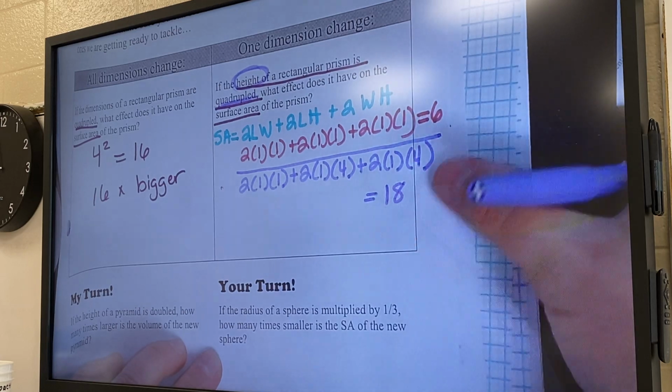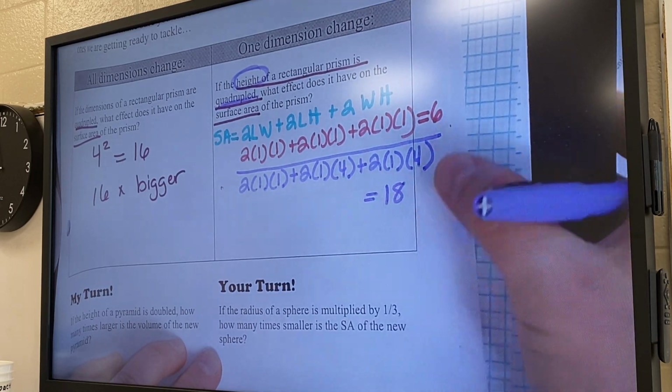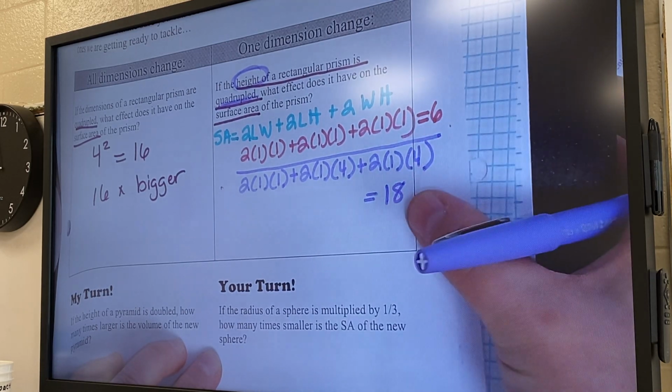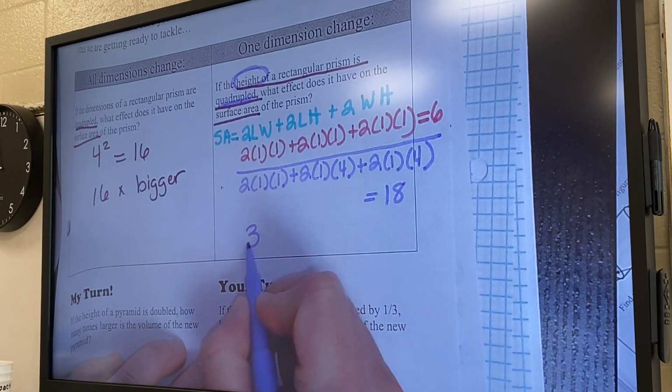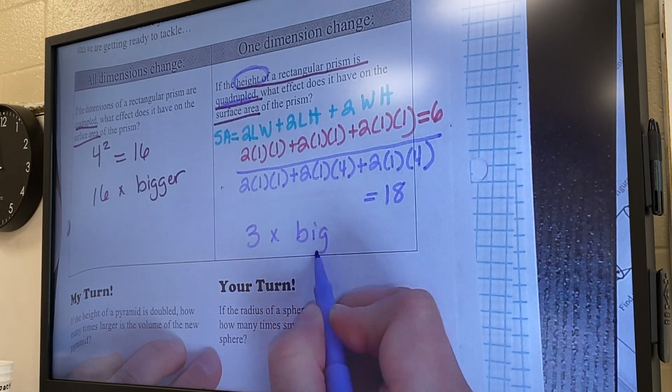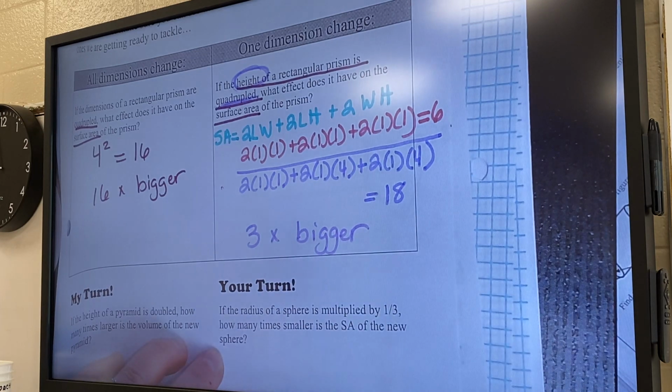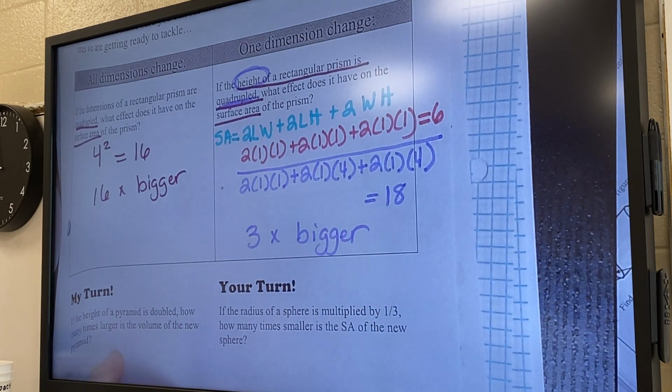How many times bigger is 18 than 6? What did we multiply by? 3. So it's 3 times bigger. So is that the answer? That's it. Yeah, that's just the easiest thing to do.